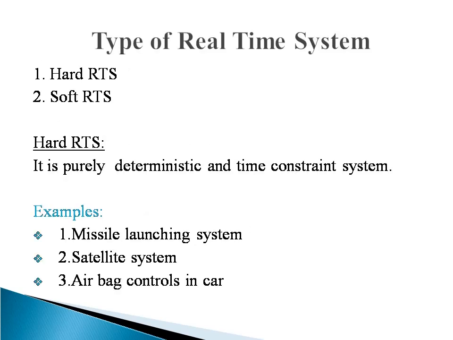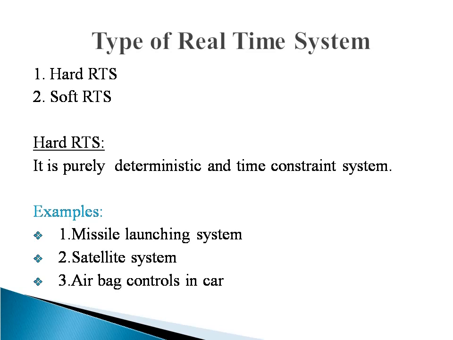Let us have a look at the types of operating system. There are two types: one is a hard real-time operating system, and the other is a soft real-time operating system. Let me see what a hard real-time operating system is. The hard real-time operating system is a purely deterministic and time-constrained system.